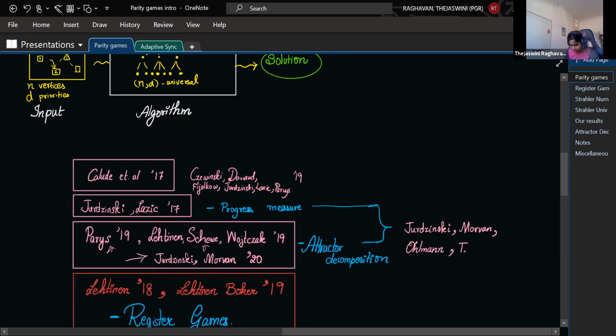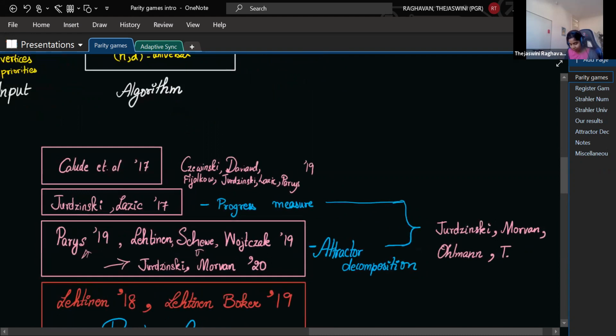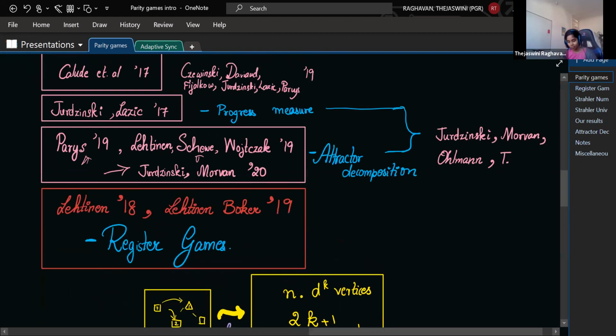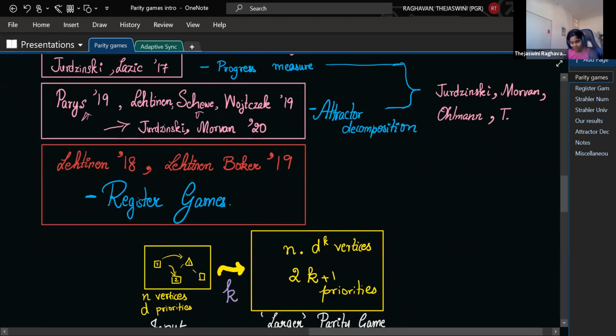And you can see that there is a blue arrow on the side that was just to say that these are two different kinds of algorithms, progress measure and attractor decomposition. And towards the end, I will talk about a hybrid of these. And we'll again come to the reason why we do these later on.